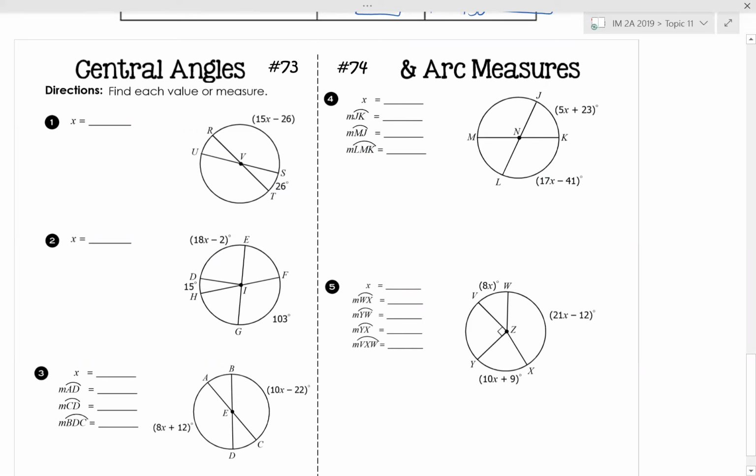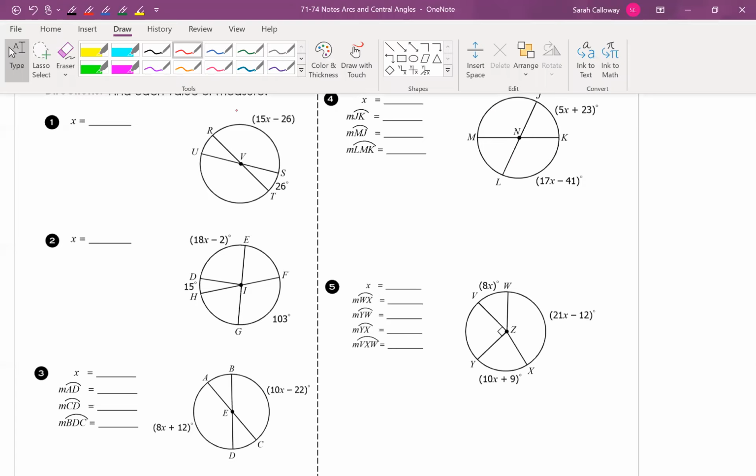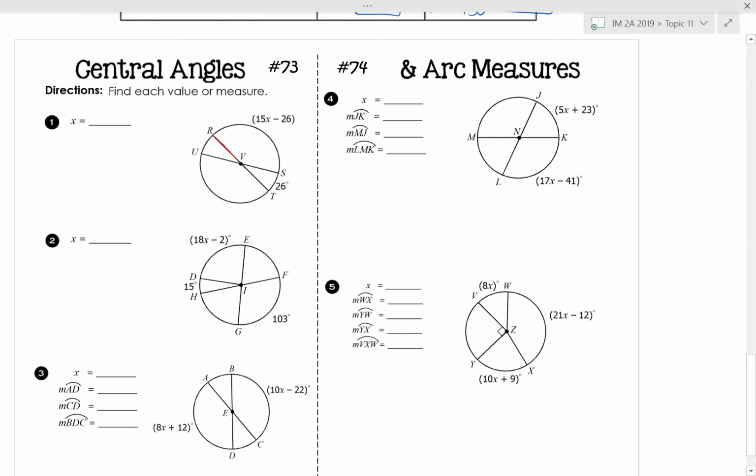So they're just going to be more complicated in the sense that we have to do some algebra to solve the problems. So one thing to notice is that it might not tell us some things are the diameter, but we can see things that are diameters. So notice that RT and US are straight lines. So that means that those are diameters. And so that means that this is all 180.